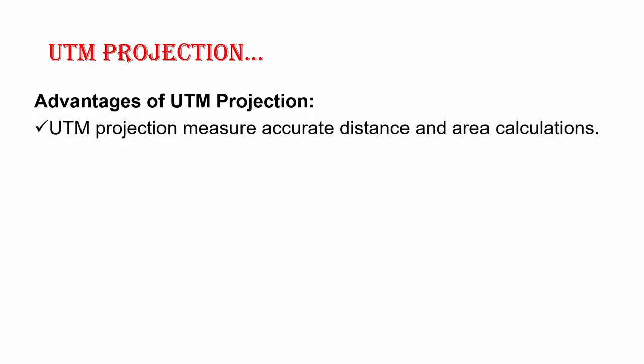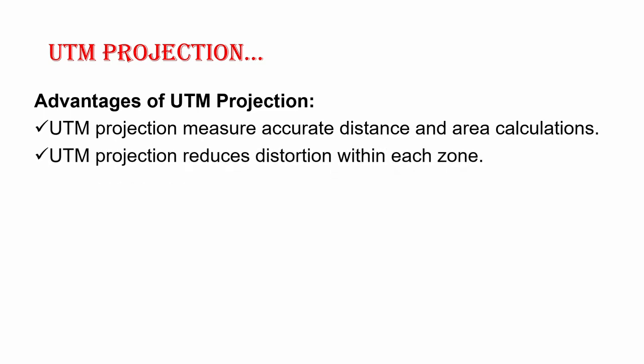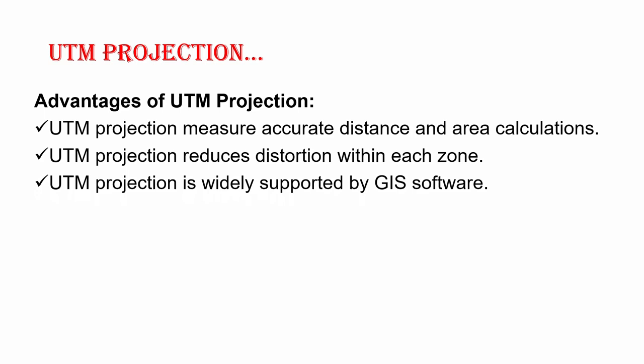Advantages: UTM projection measures accurate distance and area calculations. UTM projection reduces distortion within each zone. It is widely supported by GIS software.